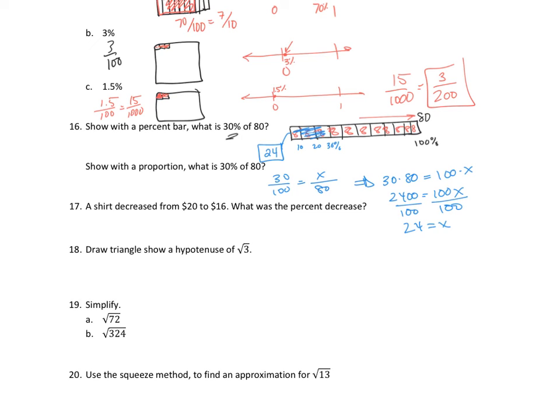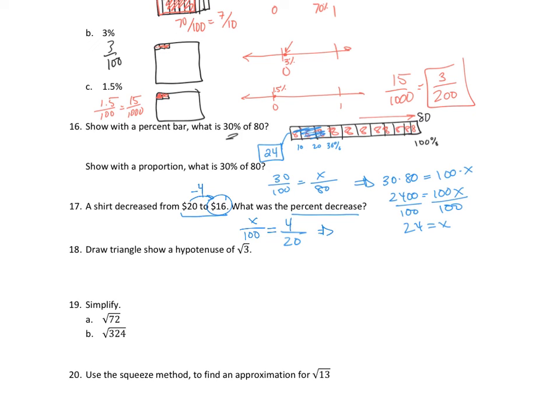All right, for the next one, it says a shirt decreased from $20 to $16. What was the percentage decrease? So we know that the original whole amount was 20, and so we want to know really how it was decreased. So 16 is the new amount, but we want to know what was the little loss there. So it went down by $4. So we want to know what 4 out of 20 really is. And in percents, that means out of 100.